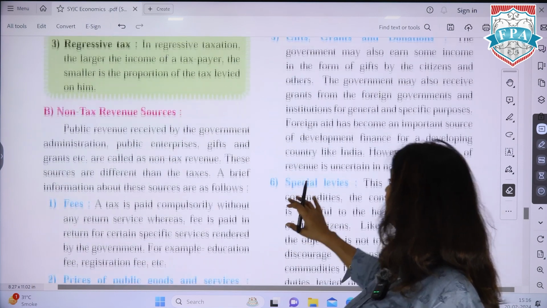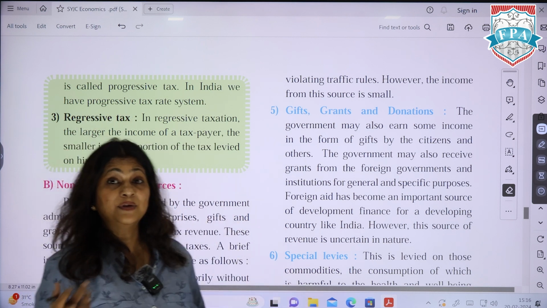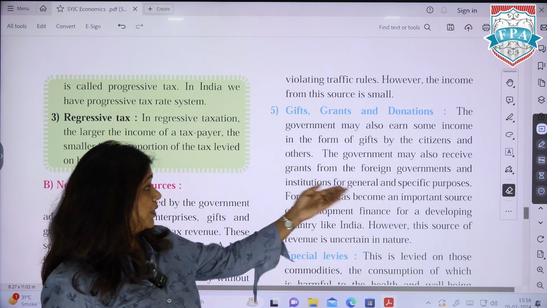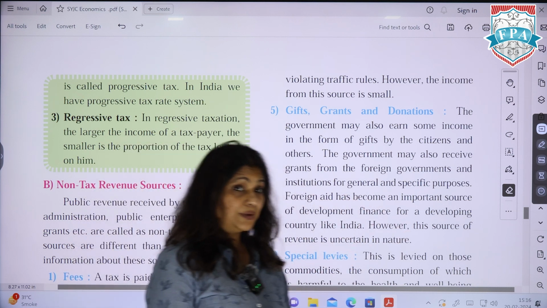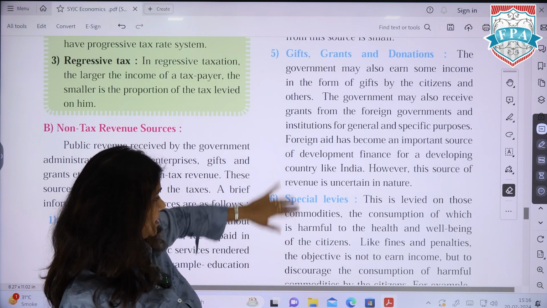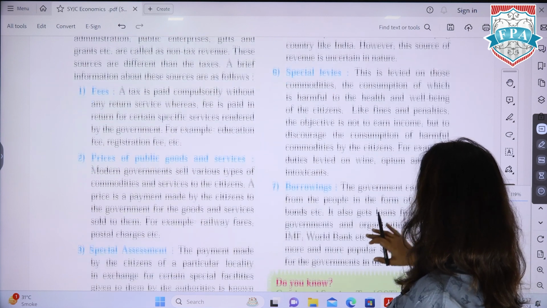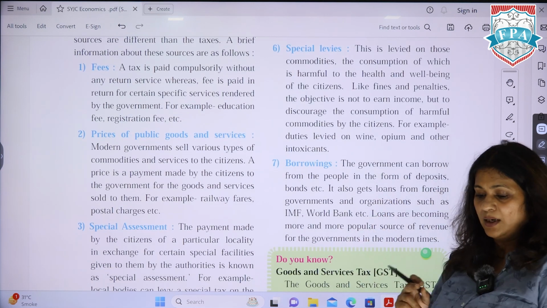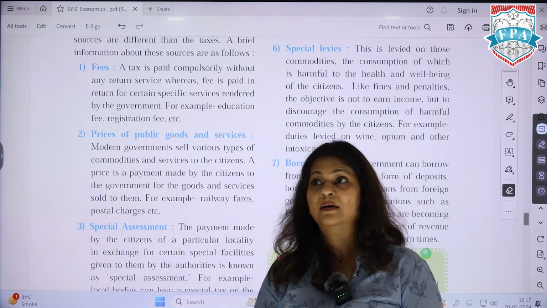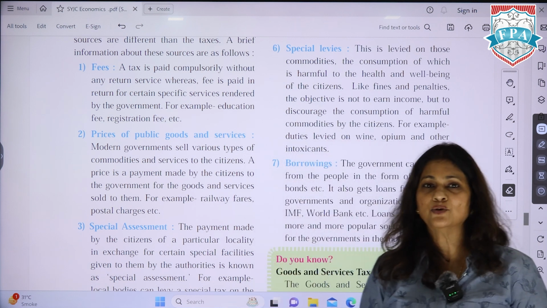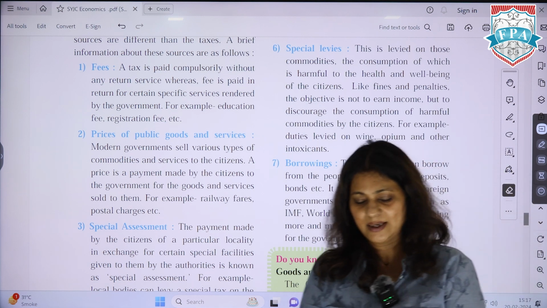Okay. Then comes gifts and grants. That is, the government may receive some kind of gifts or grants from a foreign government or some institution for a particular purpose. So guys, humko kya kya yaad ho gaya? And yes, I'm forgetting borrowings. Yes, government can borrow money from the public through bonds, right? So government can collect revenue in the form of borrowings, like government can issue bonds, and people, by buying those bonds, are actually giving money to the government, right?